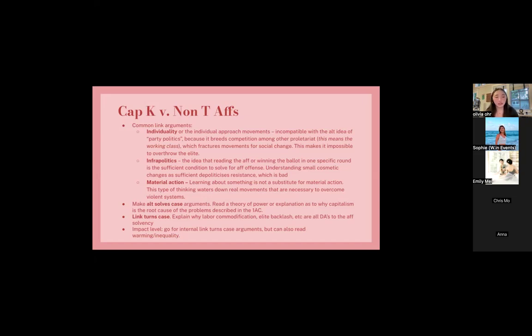As for strengths, you can make alt-solves-case arguments. You should read a theory of power or impact explanation as to why capitalism is the root cause of the problems described in the 1AC. And then you should make link-alone-turns-case arguments, explaining why labor commodification, elite backlash, fragmentation, etc. are all reasons or DAs to aff solvency, which they cannot overcome, but the alternative can. On an impact level, you should go for very specific internal link turns case arguments, but you can also read warming, inequality, any of the cap bad impacts that we discussed above, and contextualize them as to why those turn the case.